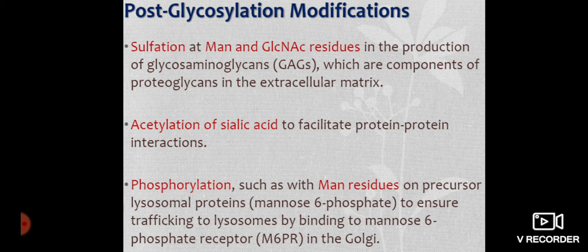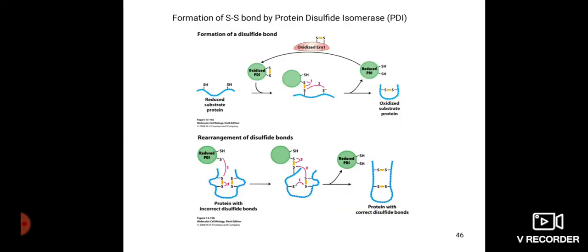Then there is phosphorylation, such as the mannose residues are going to get phosphorylated to form mannose 6 phosphate, which ensures the trafficking of some of the specific proteins into the lysosome. That is, lysosomal proteins are going to get trafficked based on the mannose 6 phosphate residues. So these are a few of the modifications which are going to happen.